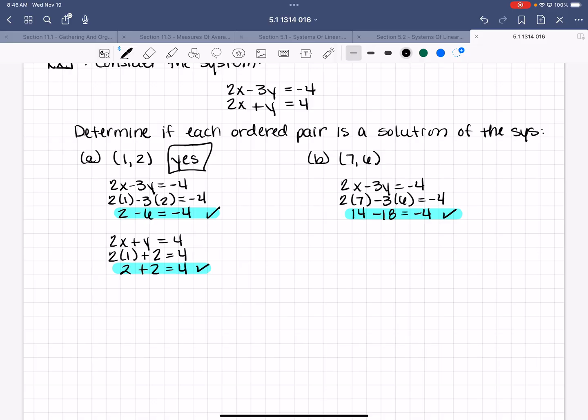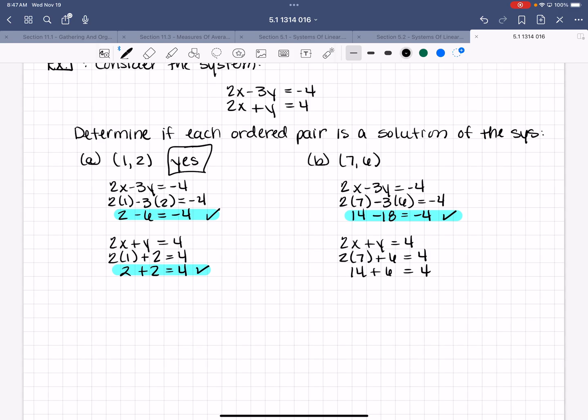Okay, let's try it in the second one. 2x plus y equals 4. So 2 times 7 plus 6 is supposed to equal 4. Most of you can see from this point that it's not going to work. 14 plus 6 equals 4. That is not true, right? We get 20 equals 4. So it's not true. So this is a no.